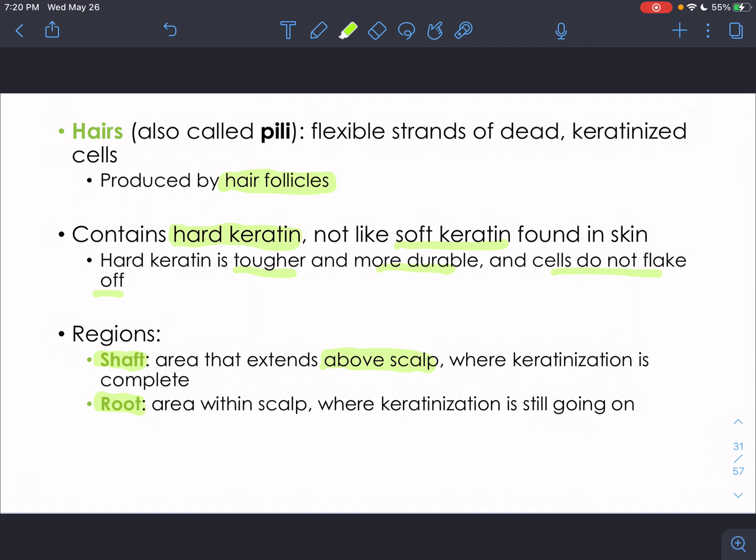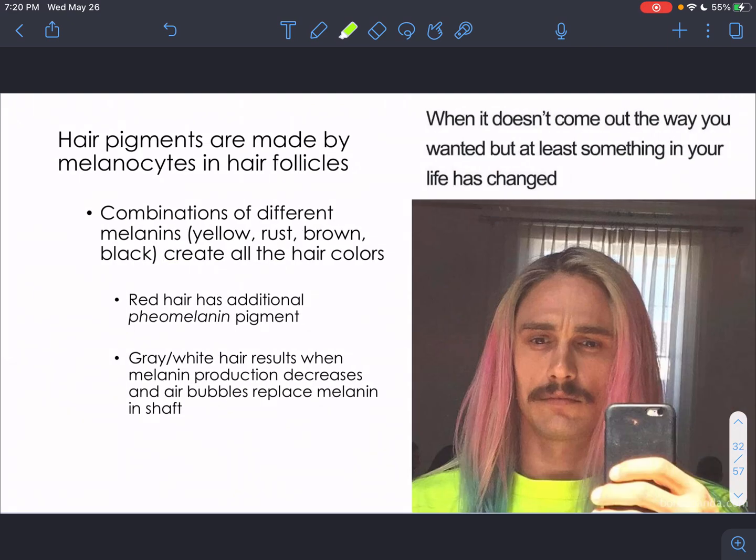Kind of like in your epidermis, the deepest layer, the stratum basale, is producing the cells, and as they move up, they develop and die and become keratinized. Same thing's kind of happening in your hair. Interestingly, hair pigments are made by the melanocytes that can be found in the hair follicles. So very similar again to the skin.